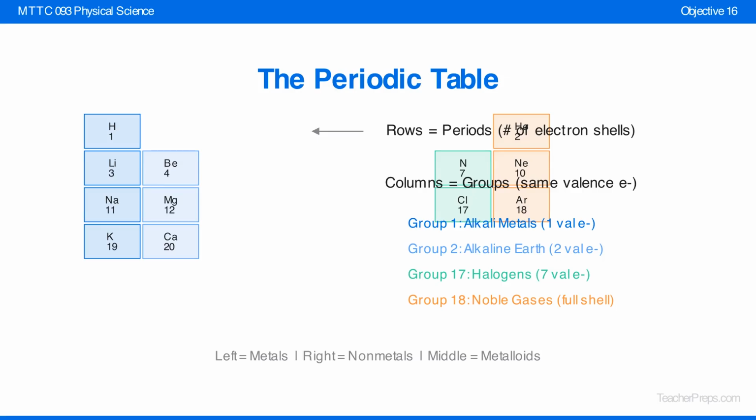On the left side of the table, you find metals. Metals tend to lose electrons, conduct electricity, are malleable, and are shiny. On the right side are nonmetals. Nonmetals tend to gain electrons and are poor conductors. In between are the metalloids, like silicon and boron, which have properties of both metals and nonmetals.